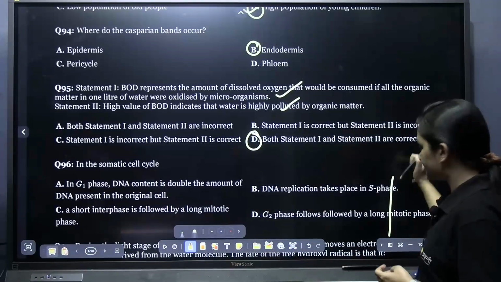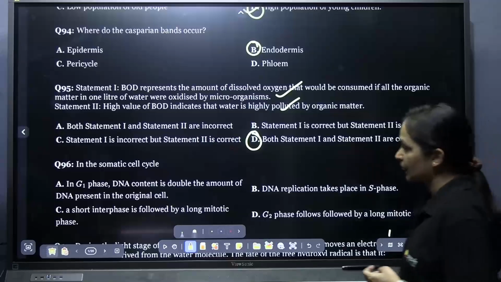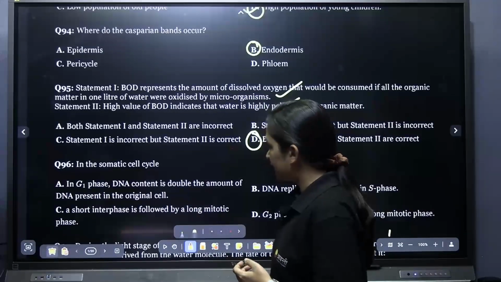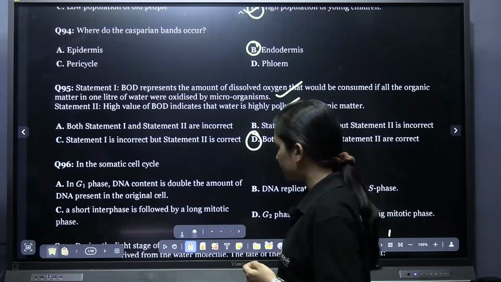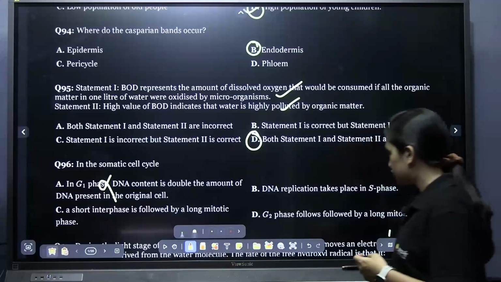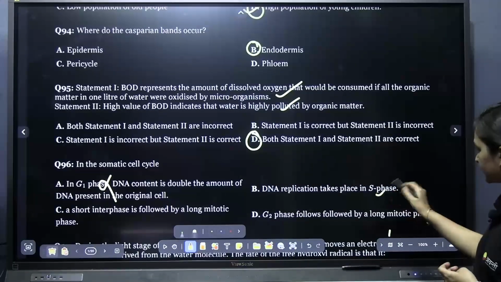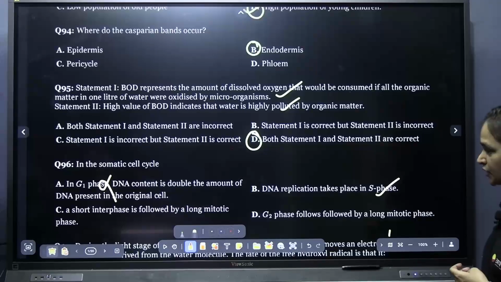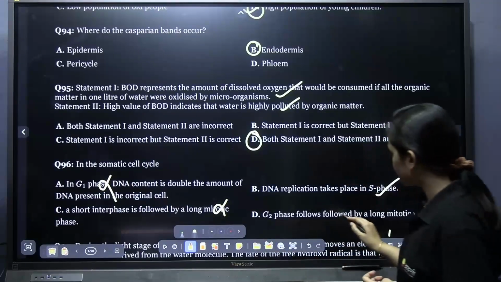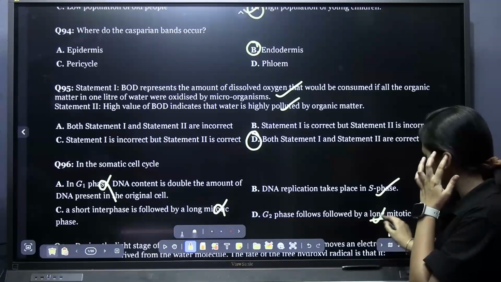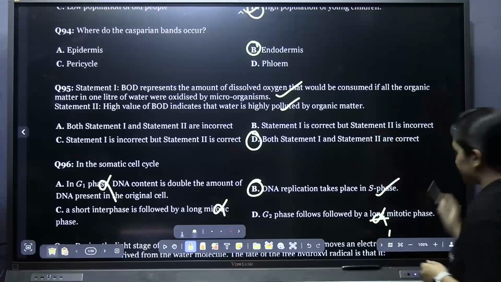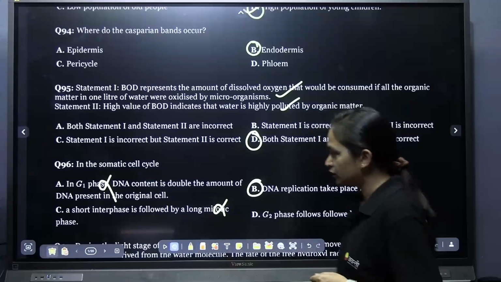In somatic cell, we need to see: in G1 phase DNA content is doubled? In G1 phase DNA content cannot be doubled. DNA replication takes place in S phase. Yes, DNA replication takes place in S phase. A short interphase is followed by long mitotic phase? No, it is not the case. G2 is followed by long? No, this is also not the case. So which means B for Bombay is the right answer. Any doubts till now?